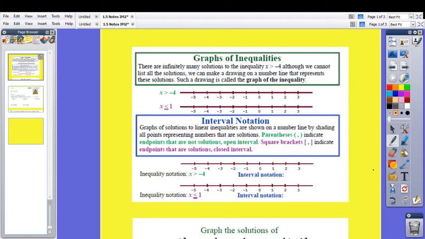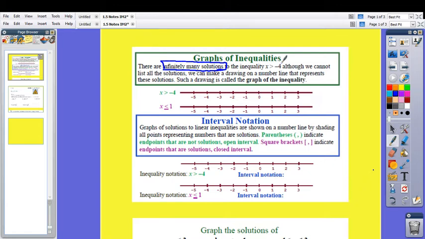Okay, let's finish our 1.5 module, which now we will be graphing the inequalities. So the thing with inequality is you have infinitely many solutions, meaning it's not just that one point that we have to graph and that's the answer. We will be having infinite solutions for that.